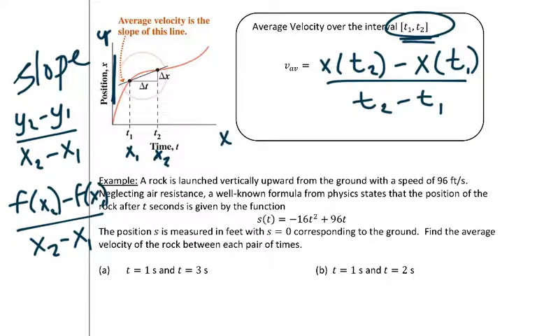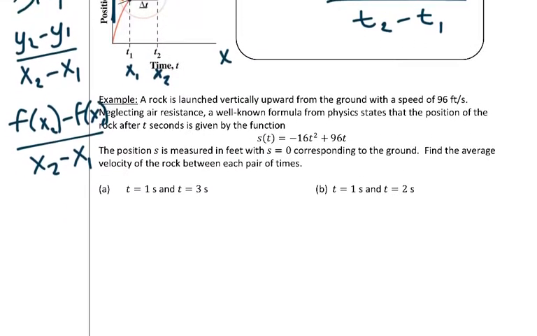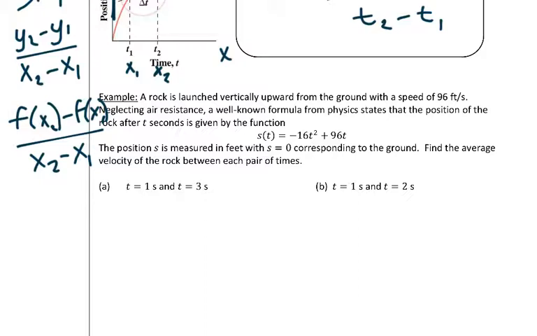Alright, so let's go straight into an example here. It says a rock is launched vertically upward from the ground with a speed of 96 feet per second. Neglecting air resistance, a well-known formula from physics states that the position of the rock after t seconds is given by the function, and here they give us the function. The position s is measured in feet with s equals 0 corresponding to the ground. So now it says find the average velocity of the rock between each pair of times.